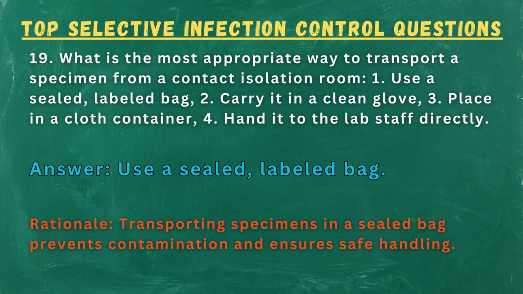19. What is the most appropriate way to transport a specimen from a contact isolation room? 1. Use a sealed, labeled bag. 2. Carry it in a clean glove. 3. Place in a cloth container. 4. Hand it to the lab staff directly. Answer: use a sealed, labeled bag. Rationale: transporting specimens in a sealed bag prevents contamination and ensures safe handling.